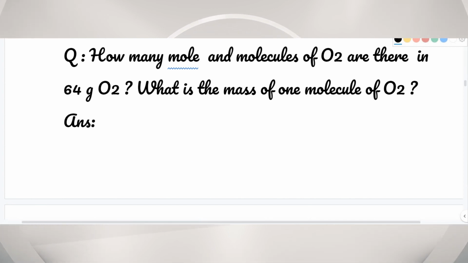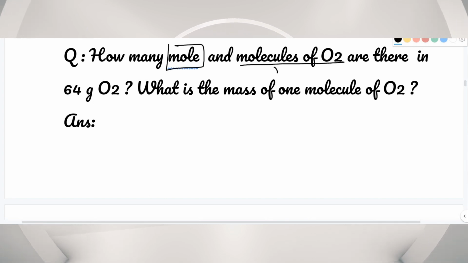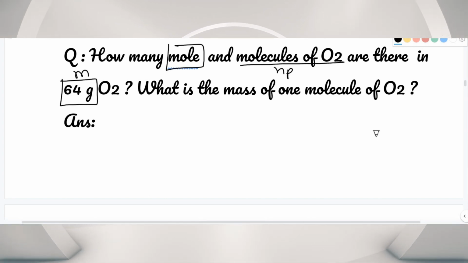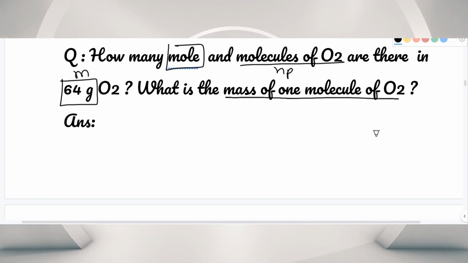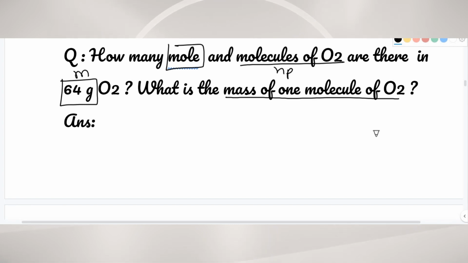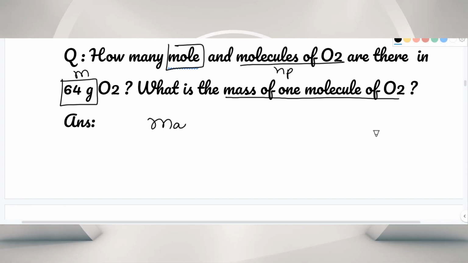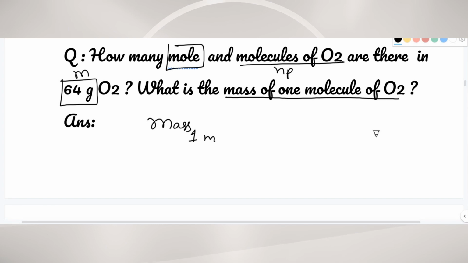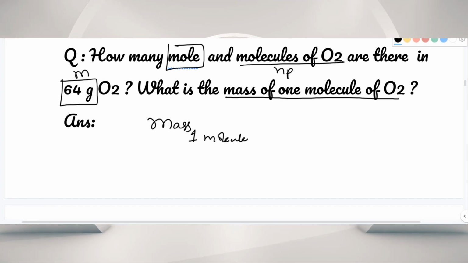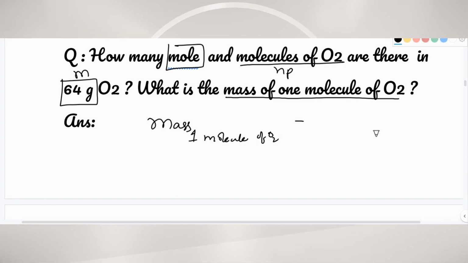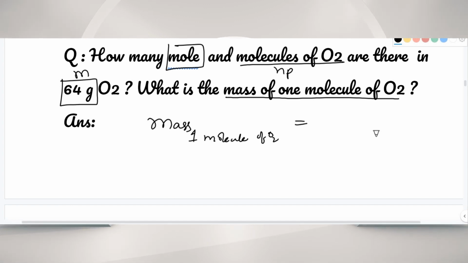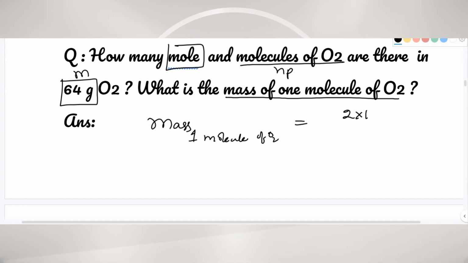Next question. How many moles? We'll find that. Number of molecules of oxygen means number of particles in 64 grams, which is the given mass. And then we have to calculate mass of one molecule of oxygen. So let me answer the last one first. What is the mass of one molecule of oxygen? That is 2 times 16 divided by Avogadro number.